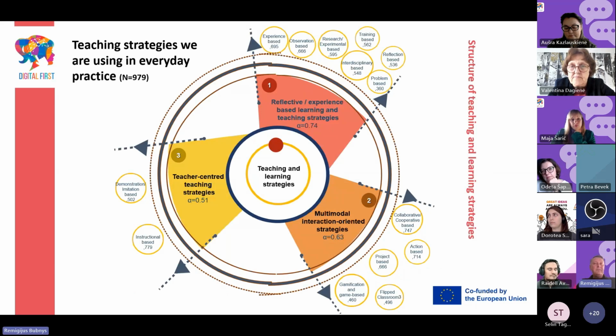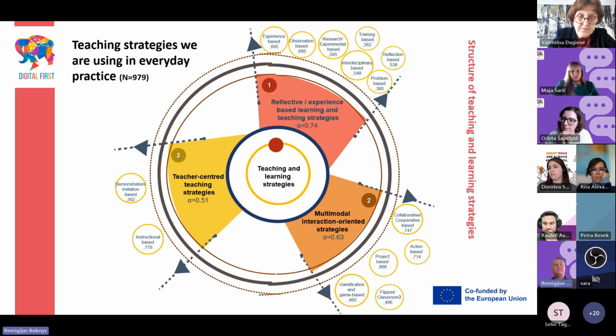To identify what teaching and learning strategies are used in practice, an exploratory factor analysis was performed. Here you can see the strategies in each factor. After the factor analysis of teaching and learning strategies, 3 factors were identified. As you can see: reflective experience-based learning, multimodal interaction-oriented, and teacher-centered teaching and learning strategies.